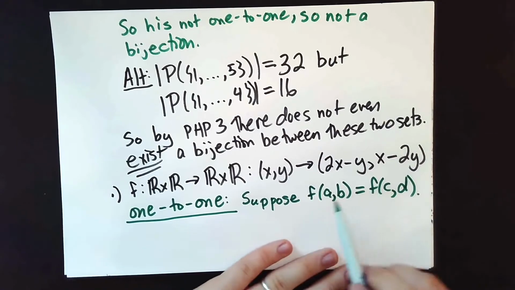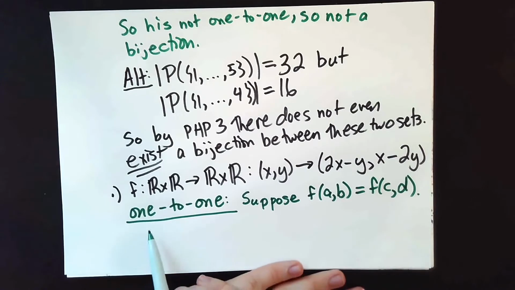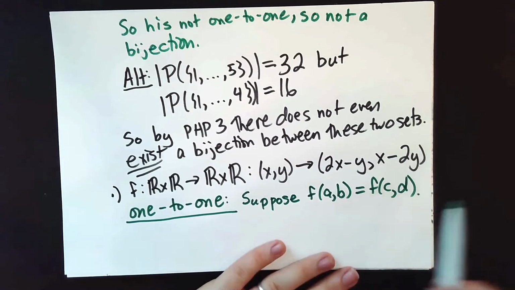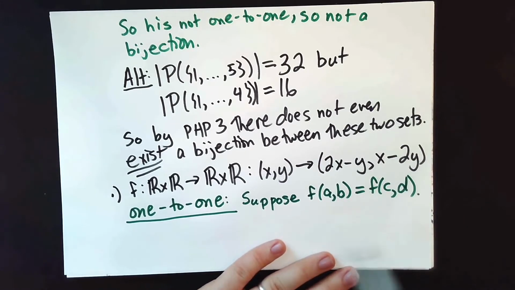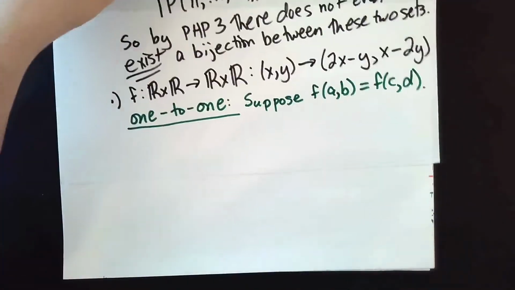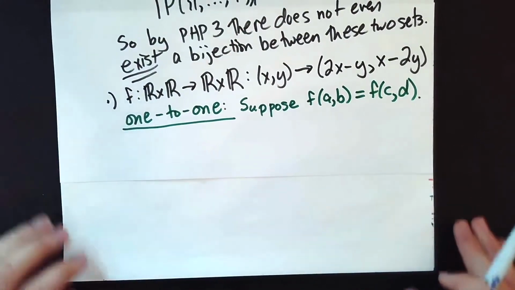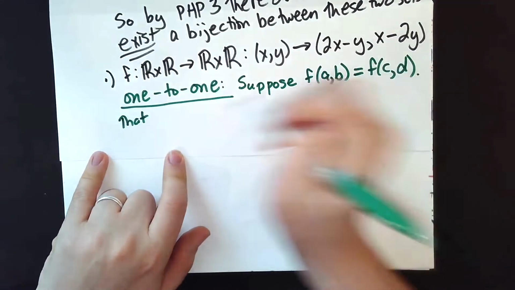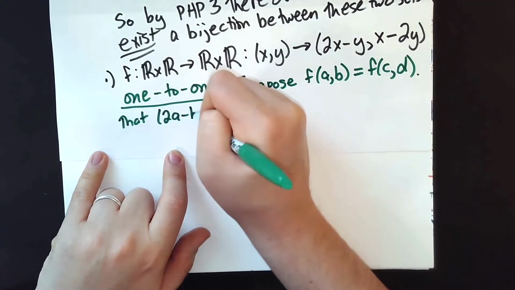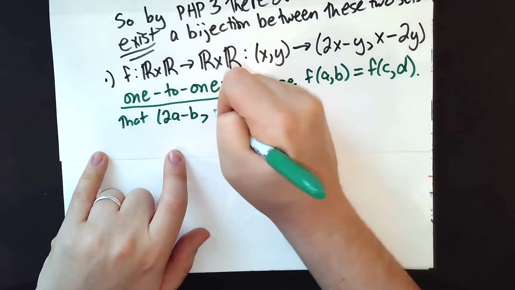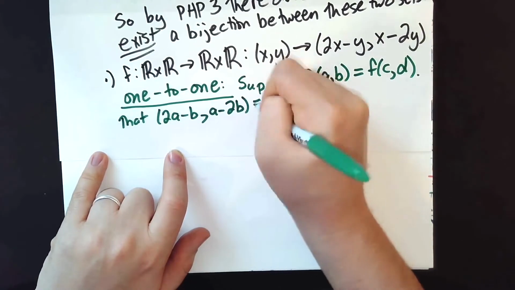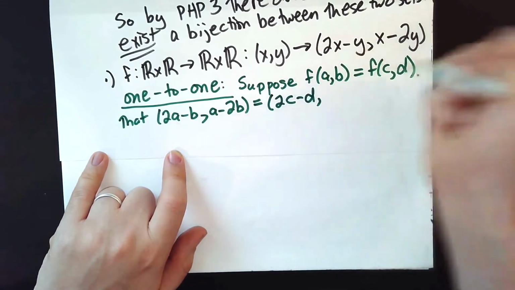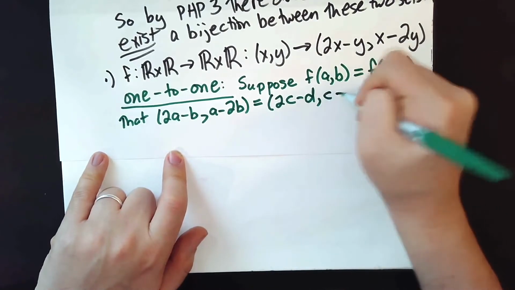Again, I'm supposing two inputs give the same output, and my goal, if I'm trying to prove it's 1-to-1, is to show that in fact those two inputs are the same. That is, I'm trying to show that a is equal to c and b is equal to d. So what have I supposed when I've supposed that f of (a, b) is equal to f of (c, d)? Well, I've supposed that (2a minus b, a minus 2b) is the same thing as (2c minus d, c minus 2d).